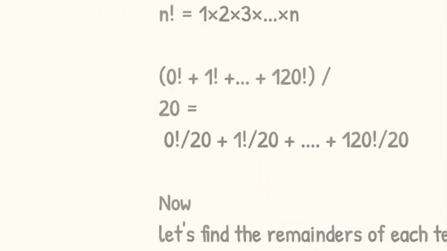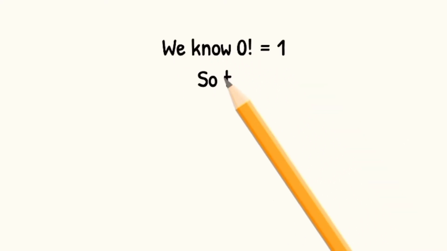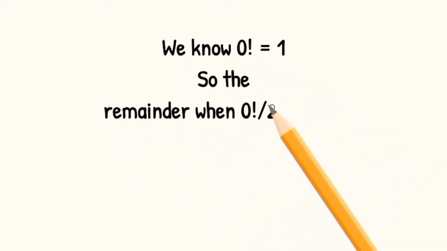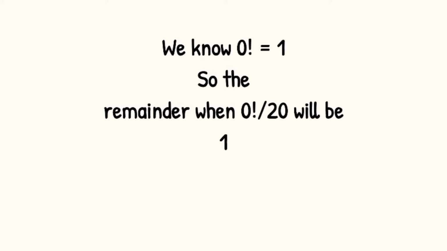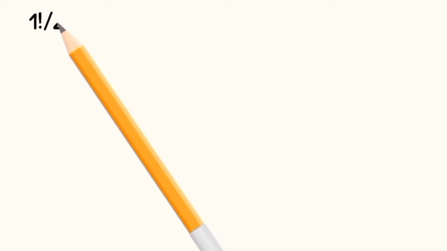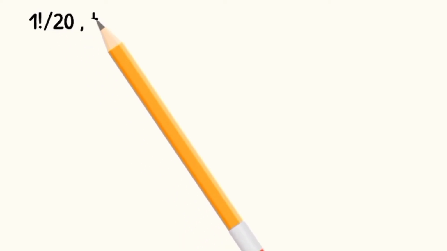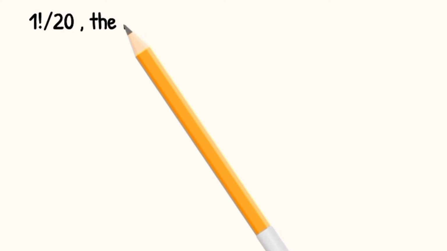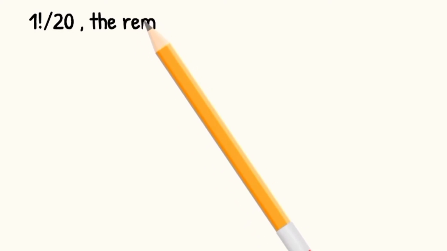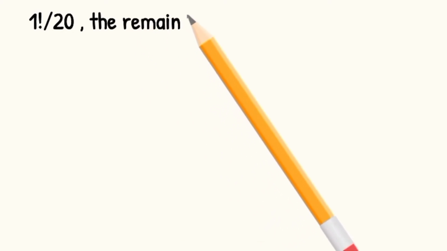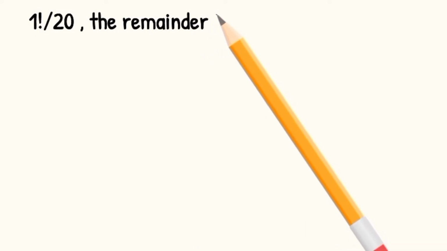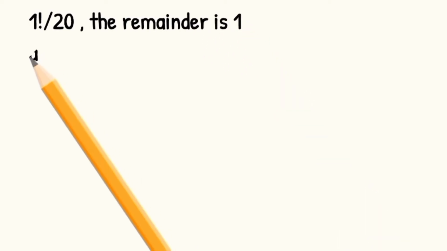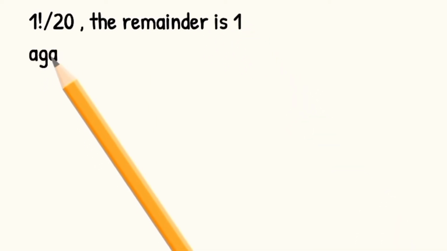Let's try. 0 factorial by 20. Well, 0 factorial is defined as 1. So it's 1 by 20 and the remainder is 1. Alright. The next term, 1 factorial by 20. 1 factorial is 1 because there is nothing else to multiply it with. So it's again 1 by 20 and the remainder is 1 again. Right, no problem with that.